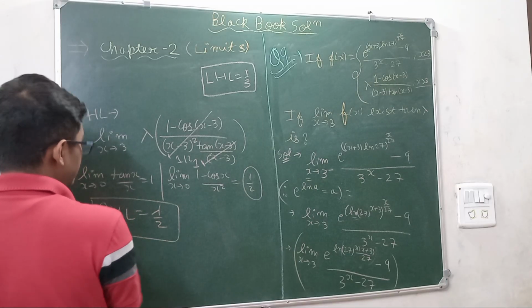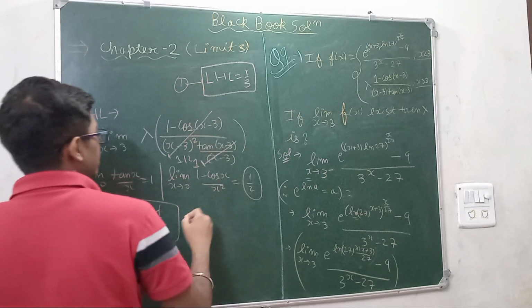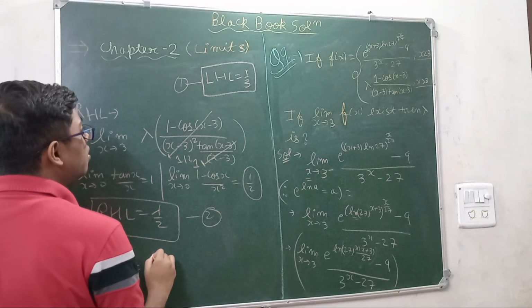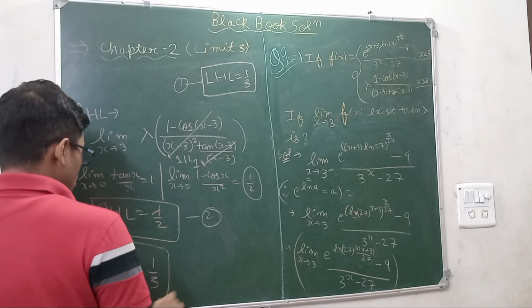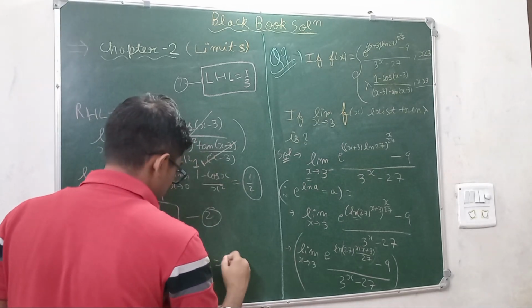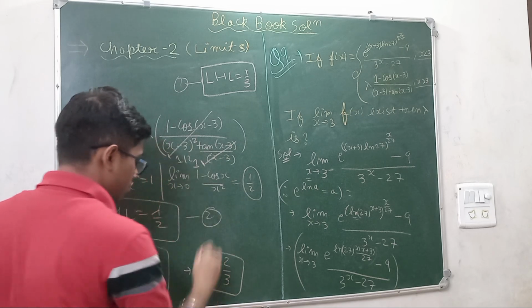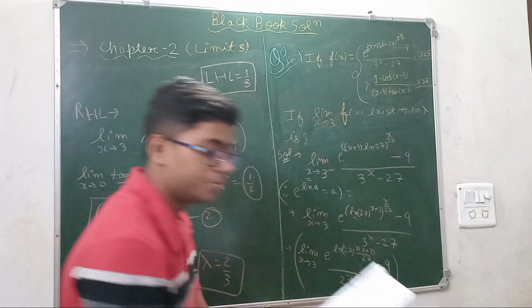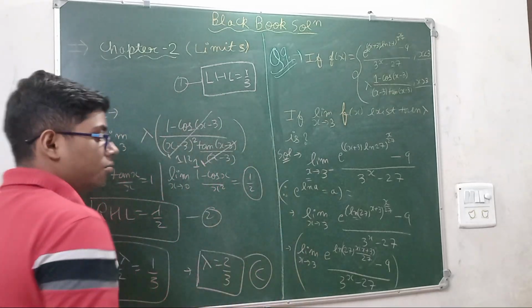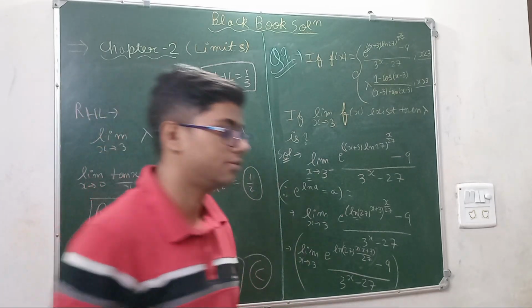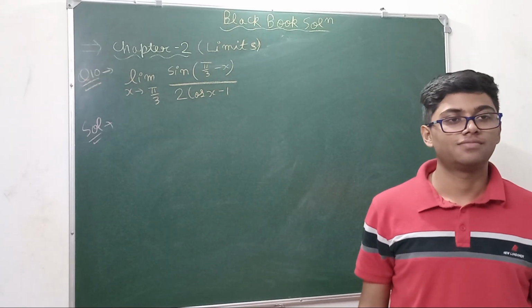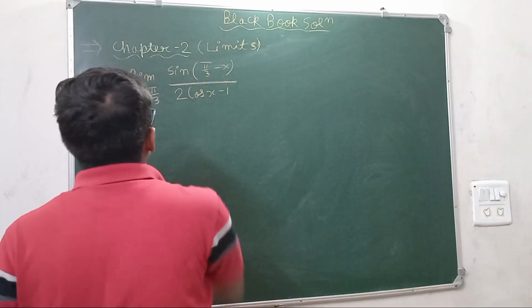Now you have to equate the LHL and RHL, which means lambda by 2 is equal to 1 by 3, so lambda is 2 by 3. Option number C. Okay, now moving on to question number 10.